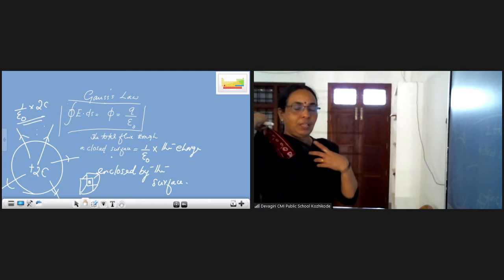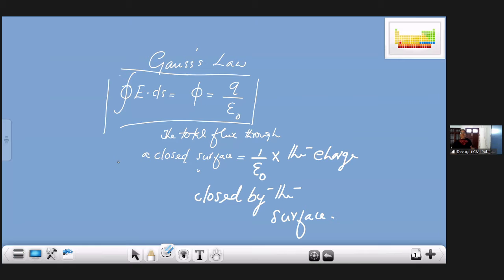Now the question is, why do you want to find the electric flux coming out of different surfaces? See, actually, whenever you want to find an electric field due to a closed surface, this is how I started.